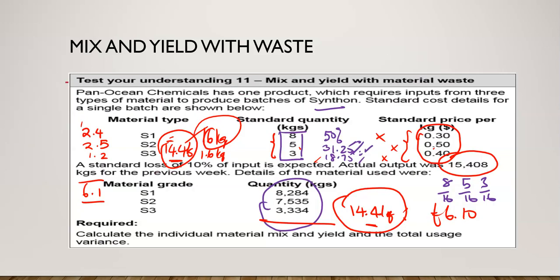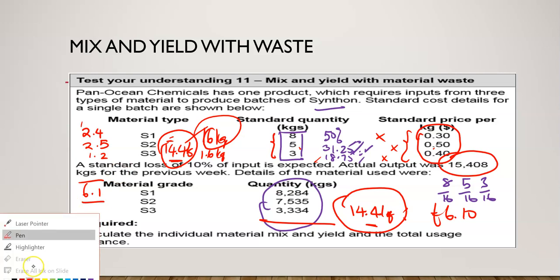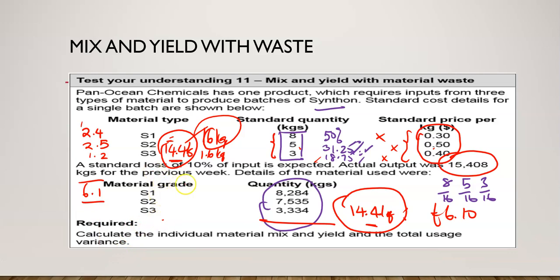So what we're really saying here is, let me see if I can clear this out. Oh, I can't erase the ink here now. Okay, great. So what are we saying here? We're saying that we expect you to lose 10% of input. So which means that if you're coming out with output of 15,408, we expect you to put some input in, let's just call it X, lose 10% of X, and get 15,408.